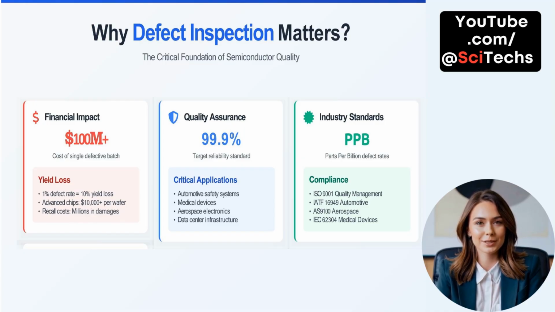To meet these high expectations, manufacturers aim for defect rates measured in parts per billion, ppb. This level of precision requires adherence to strict industry standards, including ISO 9001, IATF 16949 for automotive, AS 9100 for aerospace, and IEC 62304 for medical devices. These standards drive global consistency and compliance.